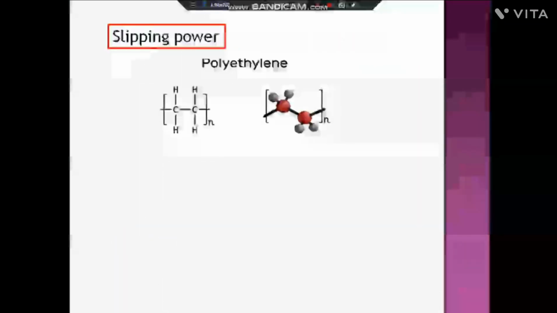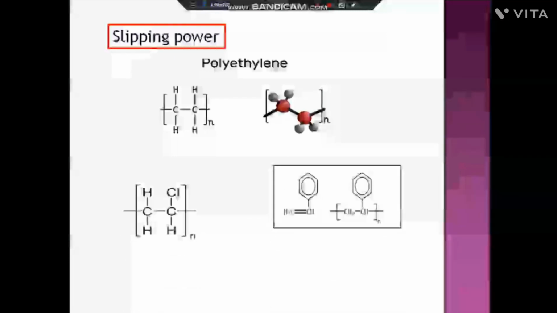And finally, slipping power. Slipping power is the power with which one layer slides over another layer. Normally thermosetting polymers do not have slipping power. Thermoplastics have slipping power. Here I have given polyethylene, polyvinyl chloride and polystyrene. The polyethylene will have greater slipping power, whereas PVC has a bulky group, chlorine, and polystyrene has a bulky group, phenyl. So the slipping power will be less for polyvinyl chloride and polystyrene.